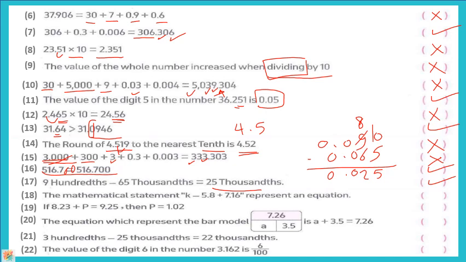The mathematical statement k minus 5.8 plus 7.16 represents an equation.